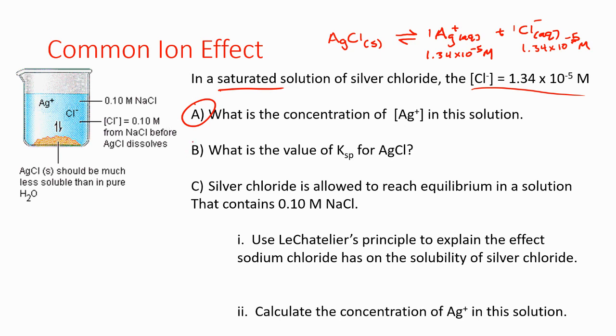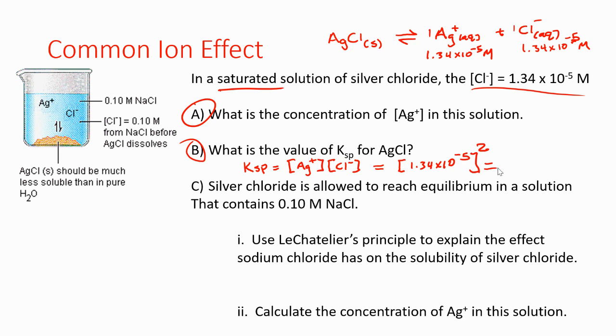Then in B, they say, what's the KSP? They're not asking us to look it up. We're supposed to calculate it. KSP, as you'll remember, is equal to the concentration of Ag plus times the concentration of Cl minus. So in this particular case, I can just put in 1.34 times 10 to the minus 5 twice. Or I could just square it, right? Same thing. So if I do that on my calculator, let's see what it comes out to.